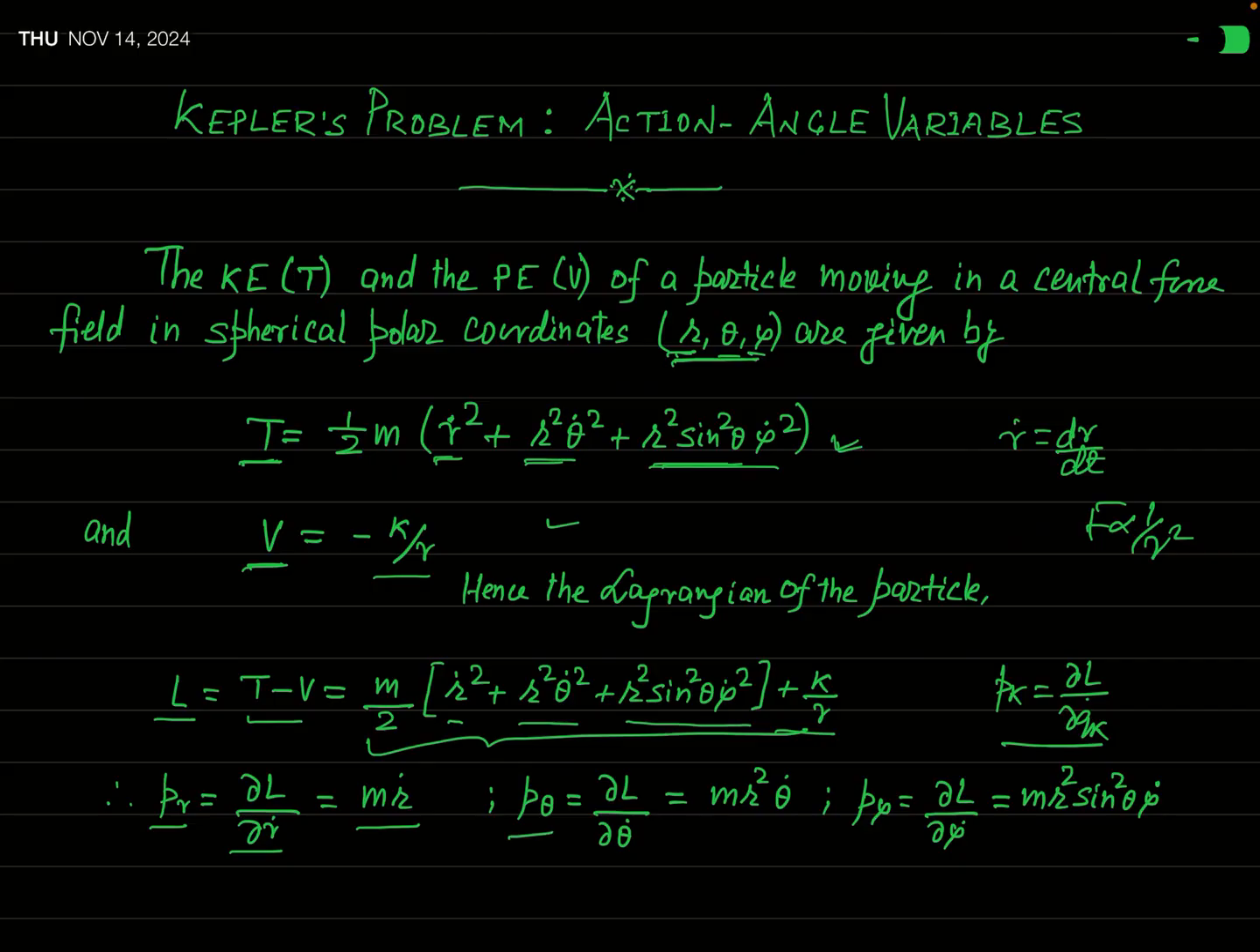Similarly, p theta, the conjugate momentum of the coordinate theta, is del L by del theta dot, and when you differentiate this expression for L, you get mr square theta dot. And similarly, p phi, the momentum conjugate to the coordinate phi, is del L by del phi dot, and that will be equal to this much. Okay. So in this way we have defined the momenta conjugate to the generalized coordinates r, theta and phi.